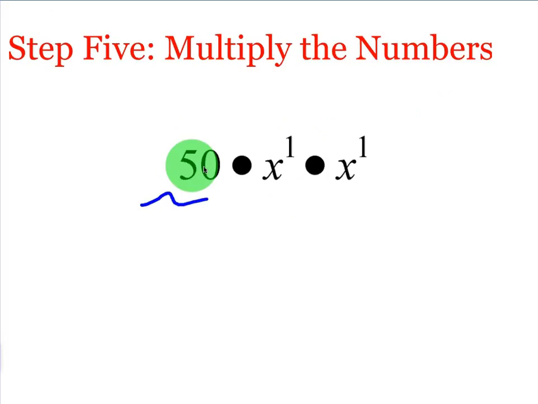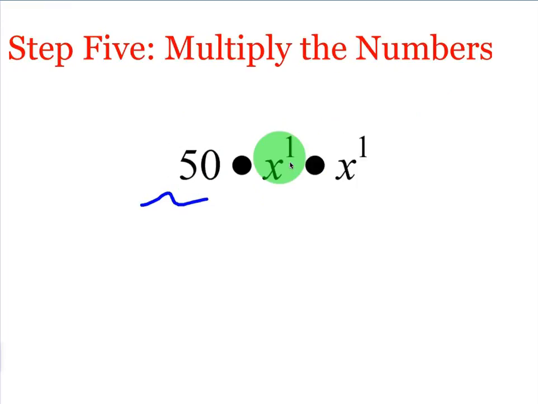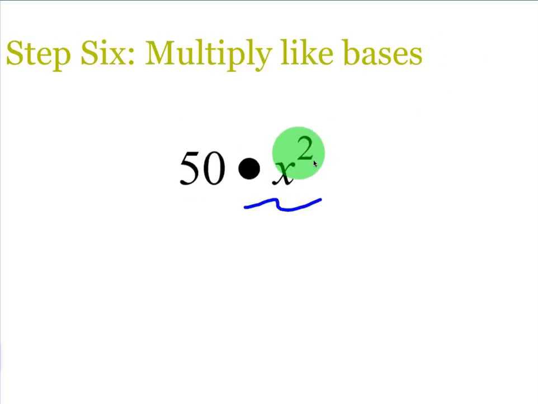Now again, once you do these after a while, you don't have to do that long way every time. You'll get so good at it that you can almost do it in your head. But for now, let's definitely show our work. Next step is to multiply the like bases. We learned in the previous lesson that you add the exponents. So 1 plus 1 is 2, so therefore the answer is x squared.